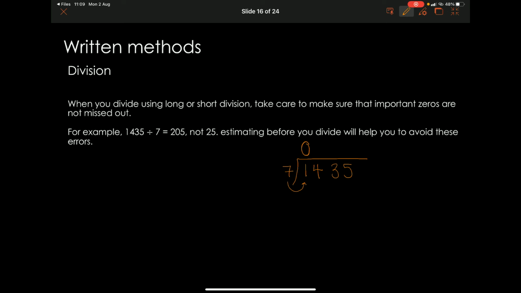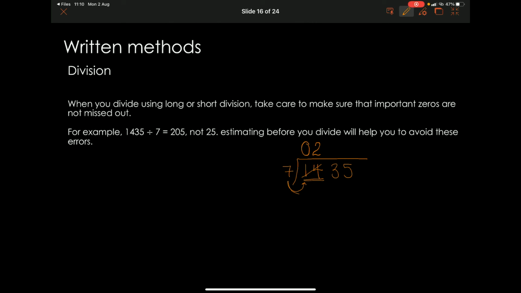saying no. But what I'm going to do is say, okay then, how many 7s can I fit into 14? Well, we know that 2 7s are 14. So I'm going to put that 2 there. All right. So I've used those two numbers.